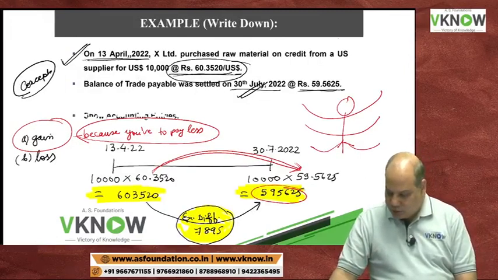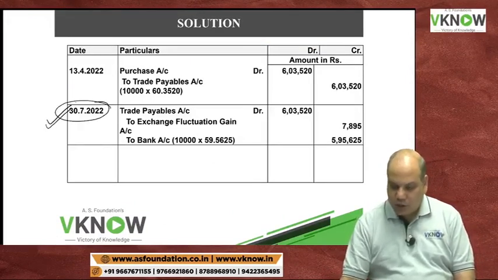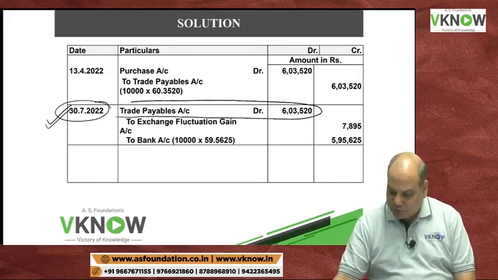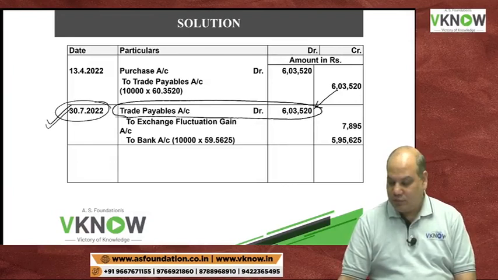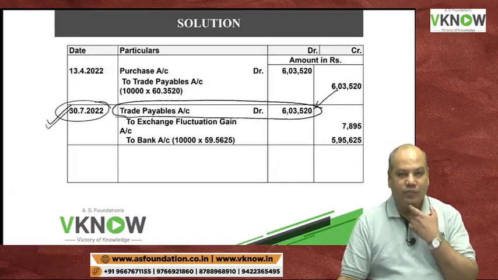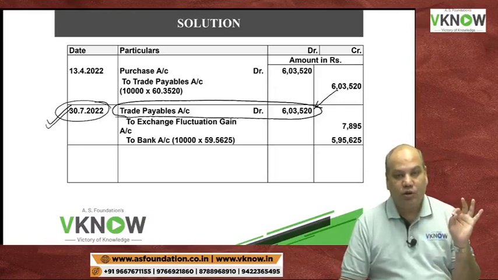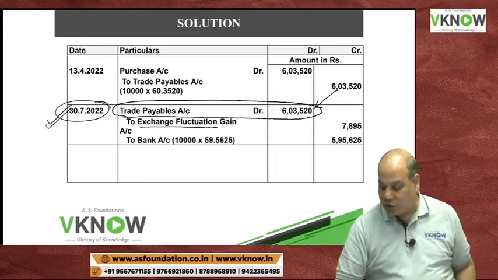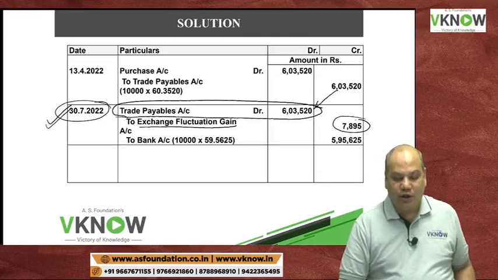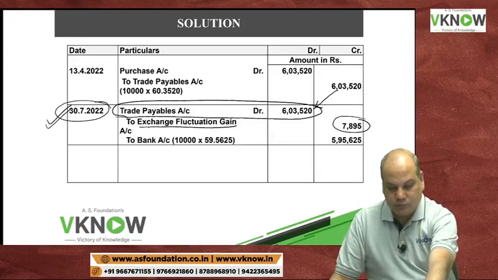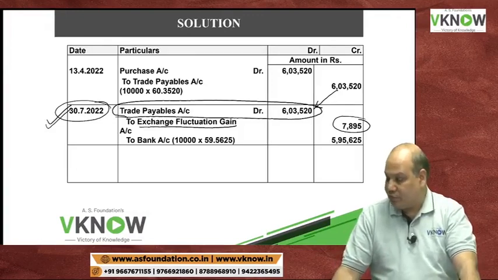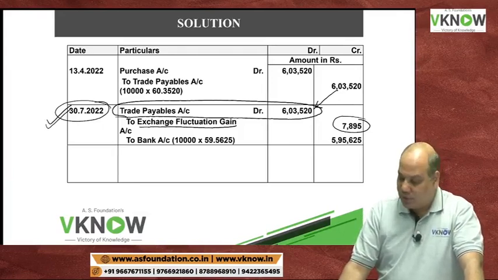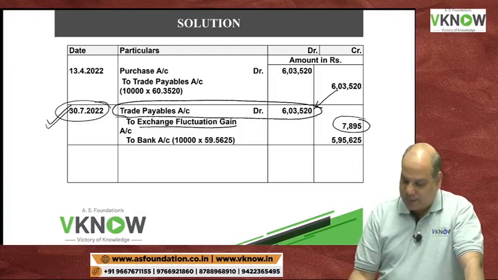What was the settlement date? 30th July. So on 30th July, I will pass the entry: trade payable account debit. We are settling the full amount, so full amount debit, trade payable account debit 603,520. If you settle a proportionate amount, then you will record proportionate figures. To exchange fluctuation gain account, which you had calculated correctly, 7895, and to bank account, what will I pay? I will pay 10,000 into 59.5625, and that is equal to 595,625. Any query on this?